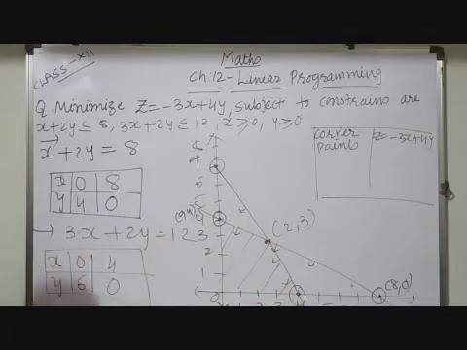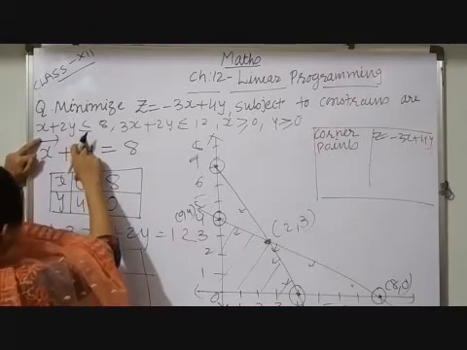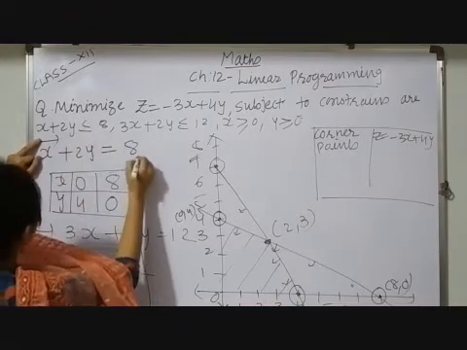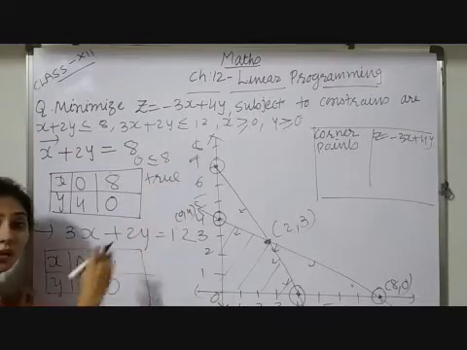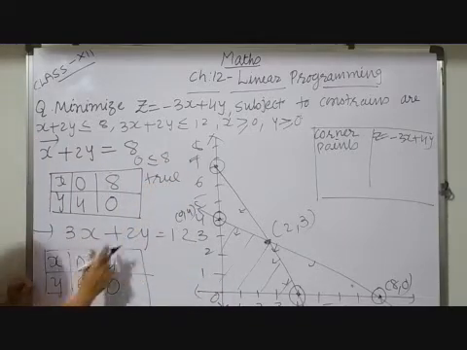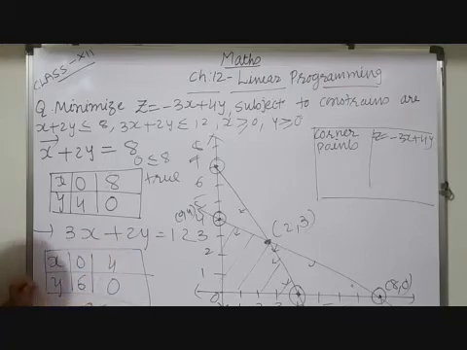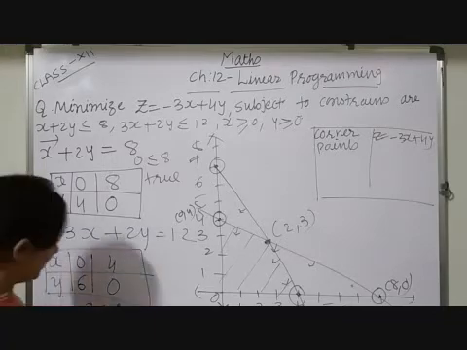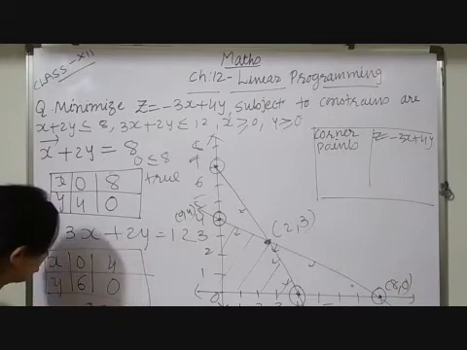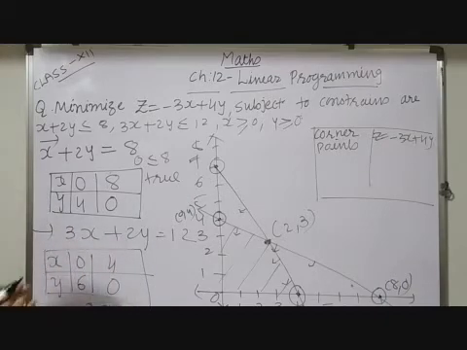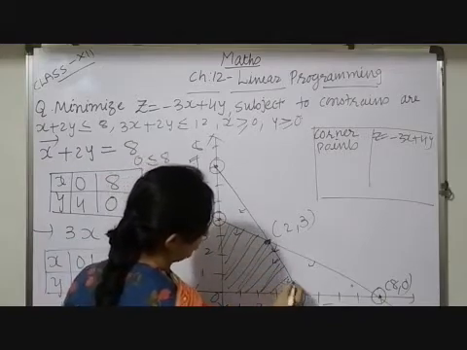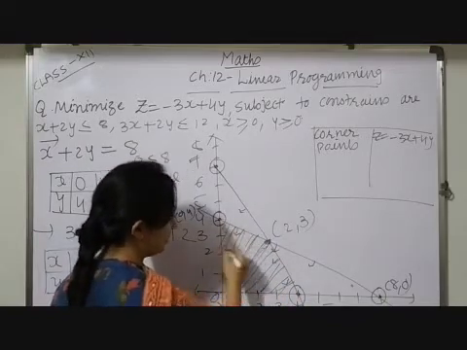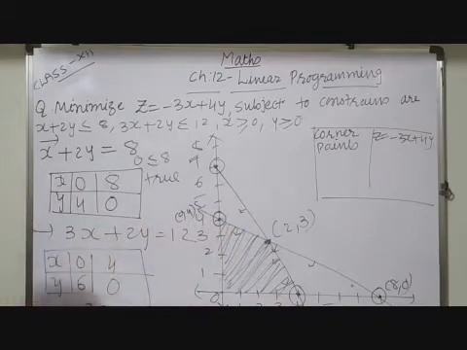If it is not directly understood, put (0, 0). If you put (0, 0) here, you get 0 ≤ 8, which is true. If it is true, the region is towards the origin. Here also if we put (0, 0), we get 0 ≤ 12, which is true. So the solution region is towards the origin. So this is our shaded region, and you have to shade it properly using pencil and scale.